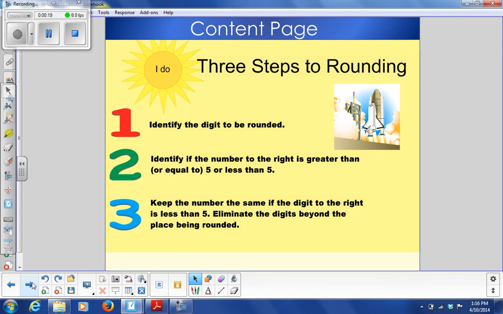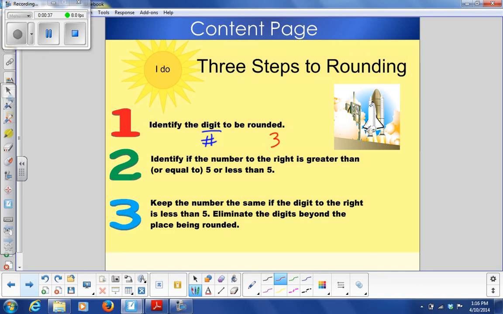You should be familiar with the steps of rounding because we did it at the beginning of the year with place value, and you've done it in previous grades as well. So we're just going to go over the steps of those. There's 3 steps to rounding. First, you're going to identify the digit to be rounded. Digit just means number, right? All right, so we're going to identify the digit to be rounded.